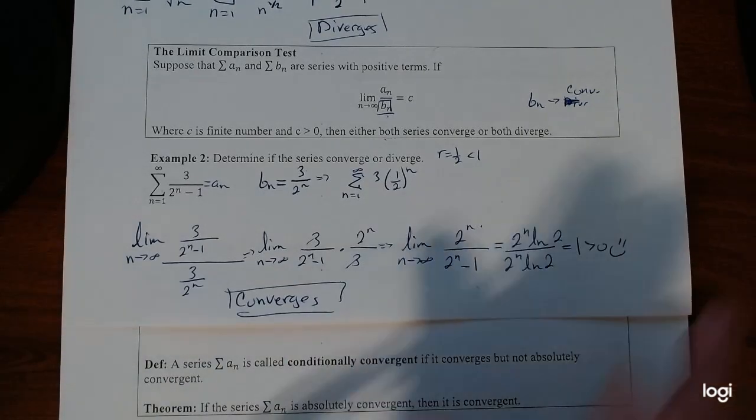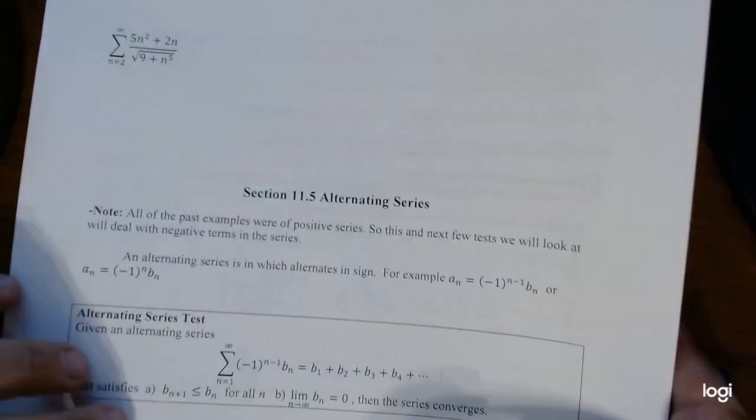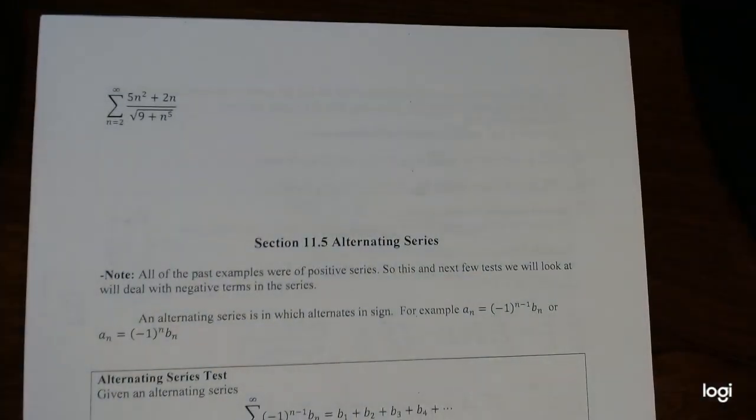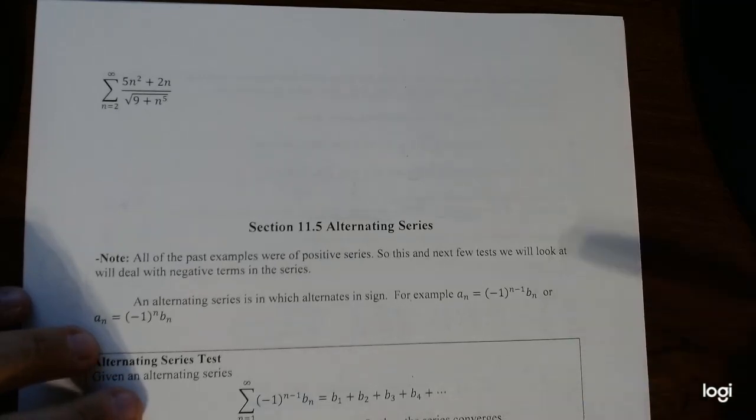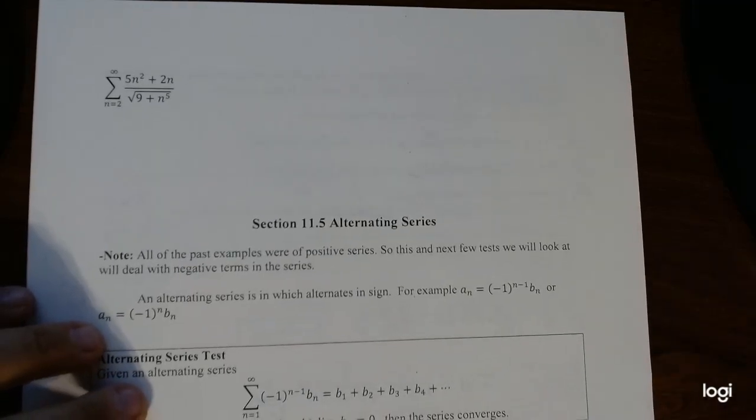Okay. All right, let's try another example. This one's a little bit more complicated itself. Look at this horrible mess: the sum from n equals 2 of all that fun stuff.